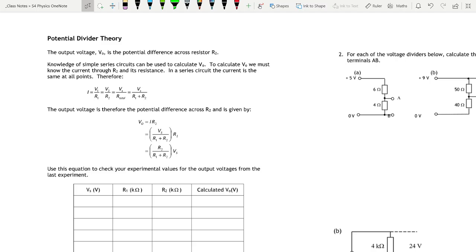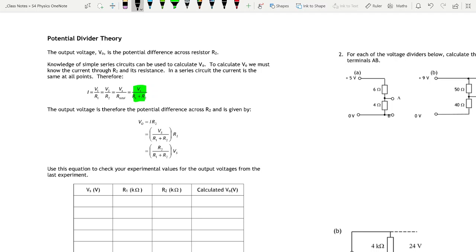So to calculate the V out, we must first of all find out the current through R2 and its resistance, because V equals IR. So in a series circuit, the current is the same at all points. So the current is the voltage across R1 divided by the resistance of R1, but it's also the voltage across R2 divided by the resistance of R2. But it's also the total voltage divided by the total resistance. And you can rewrite that as the supply voltage Vs divided by the resistances added together, so R1 plus R2.